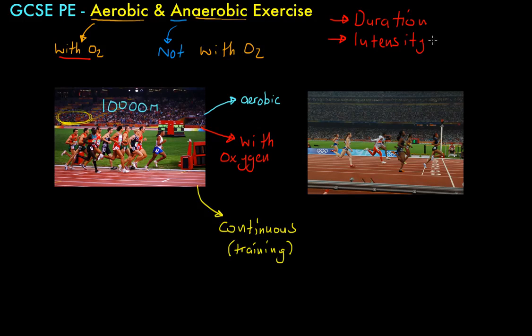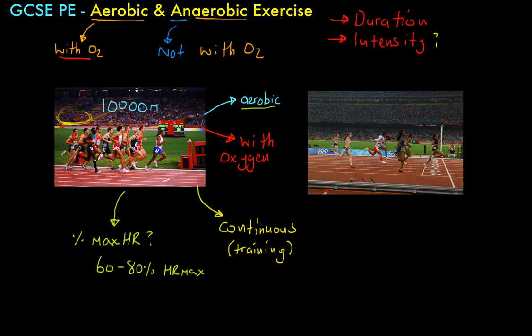So what about the intensity? This is maybe where we're going to get a little bit more of the challenge. Well, first of all, we're going to measure intensity by the percentage of maximum heart rate. And for aerobic work, we're going to argue that it's something along the lines of 60 to 80% of heart rate max. If you're exercising within that zone, you are working aerobically.